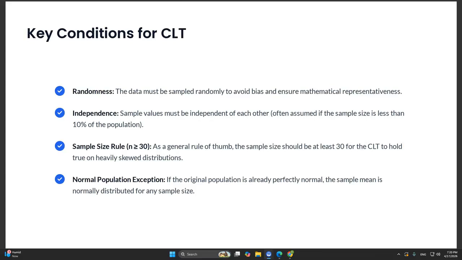For the CLT to hold, we need randomness and independence in our sampling. Sample size rule: usually n greater than or equal to 30 is required for a skewed population. And lastly, no sample size requirement if the original population is already normal. The theorem applies to any sample size.